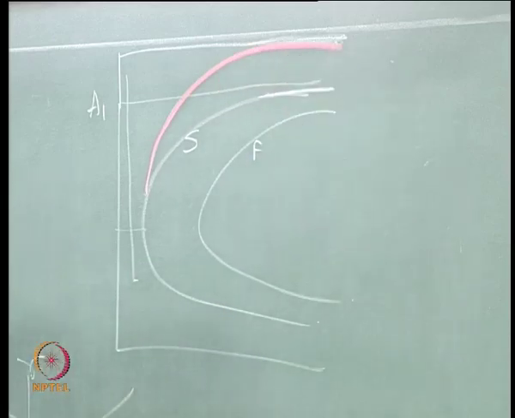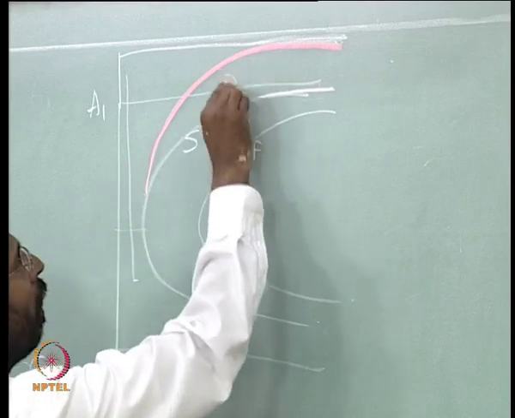This indicates the formation of alpha from the gamma as you cool, the proeutectoid phase in this particular case. So, this is gamma plus alpha.